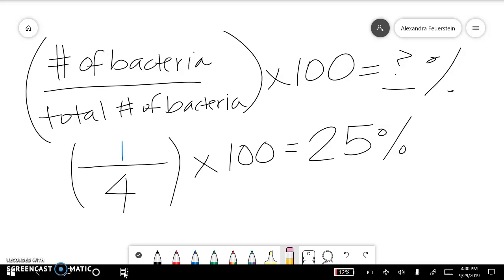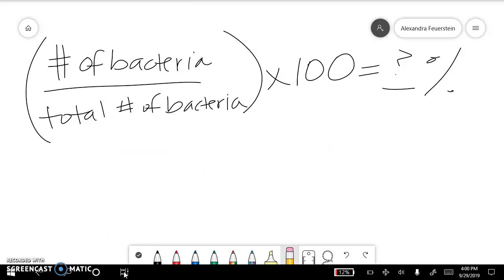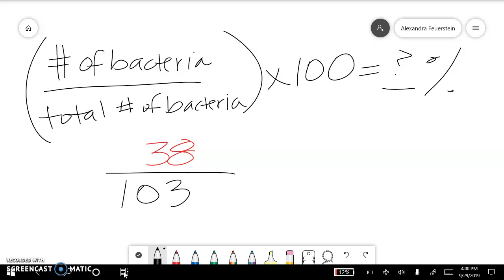Okay, so let's go ahead and try that with another example. So let's say, for example, at the end of your simulation, you are going to take a look at the red number of bacteria cells. And let's say randomly I'm going to choose a number and say that there were 38 red bacterial cells. But there was a total of about 103. So let's try to figure out what that percentage is going to be.